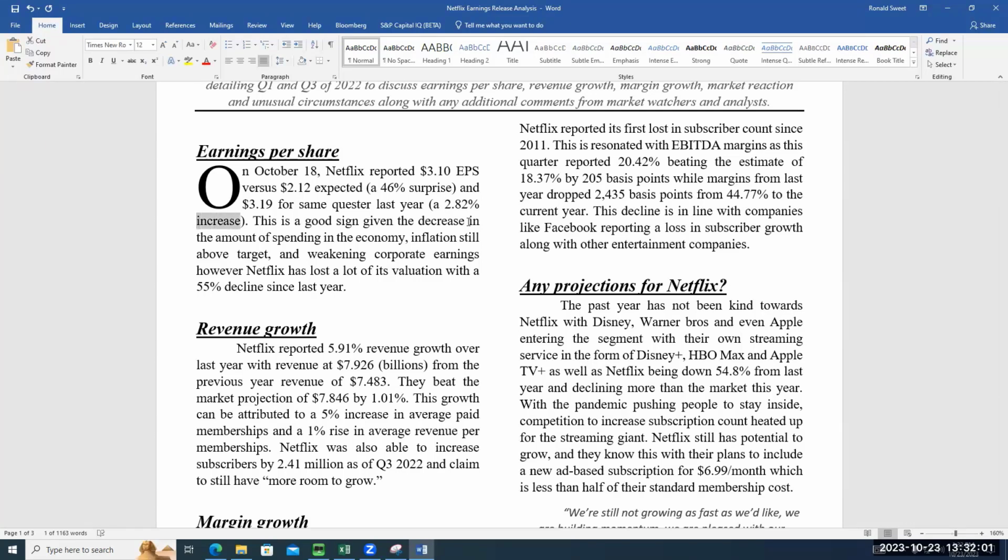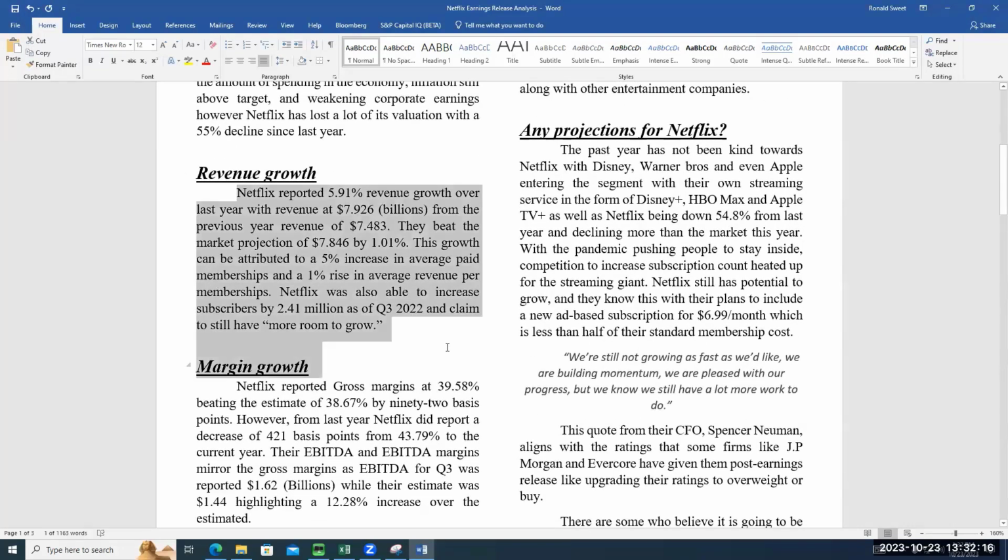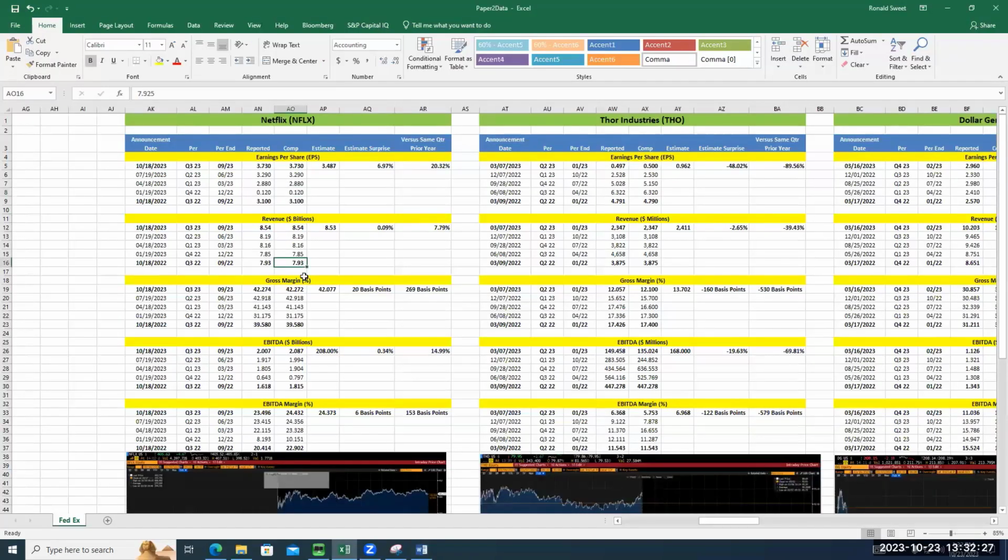On the versus last year, you don't say they beat or missed. You say they increase or decrease. You don't beat prior year. You don't miss prior year. You either increase over last year or fall short of last year. So then you talk about revenues, the exact same thing. Revenue growth was, the revenue was 7.9 billion. You can see that in the numbers here, 7.9 billion revenue last year.